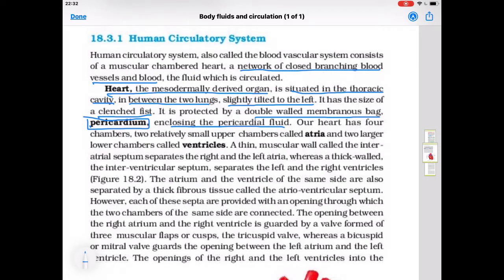Our heart has four chambers: two relatively small upper chambers called atria, and two larger chambers called ventricles. A thin muscular wall called the interatrial septum separates the right and the left atria, whereas a thick-walled interventricular septum separates the left and right ventricles. Between the two auricles, the interatrial septum is present, and between the two ventricles, the interventricular septum is present.